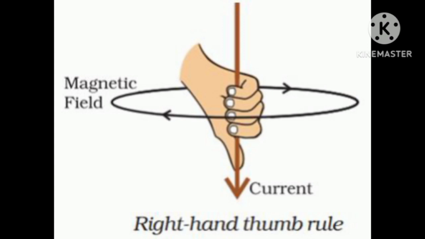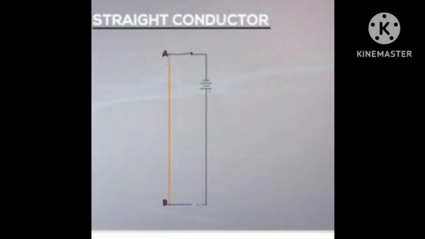So now we know how to find the magnetic field around this conductor. We have studied the right hand thumb rule. It says that to find the magnetic field at any point of the conductor, we have to hold it in such a way that the thumb points in the direction of the current. Then the curling of fingers will give you the direction of magnetic field. If we look at this conductor, the current will be flowing in the upward direction.